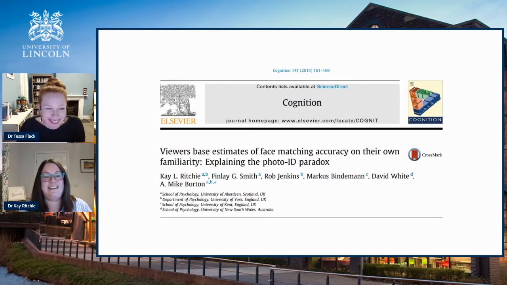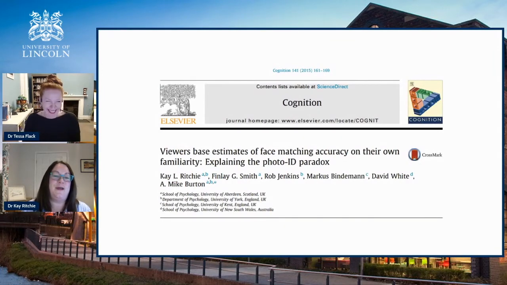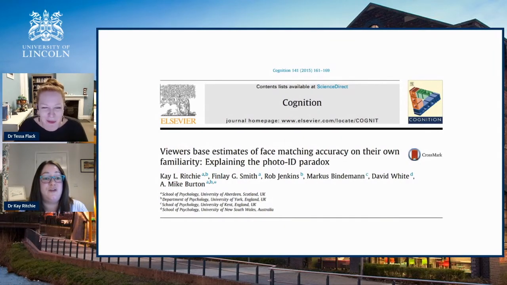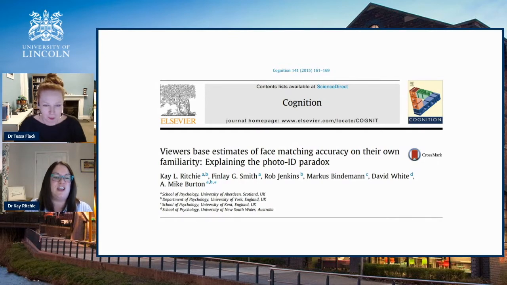Well, as fantastic as it is, this is the paper that we're going to talk about today, so you can find it for yourself if you're interested in having a look at it. We're going to just talk about one of the experiments in that paper. It's from a few years ago now, but I think it's quite a good illustration of how to design and test this idea of unfamiliar face recognition.